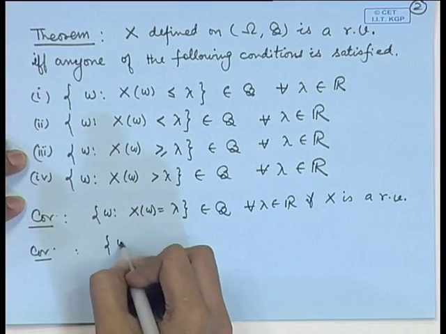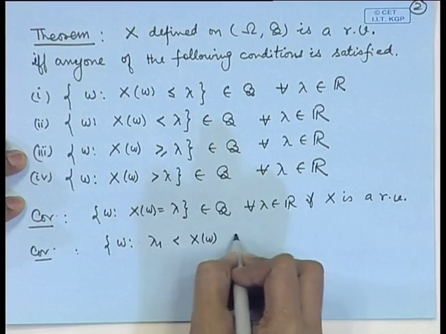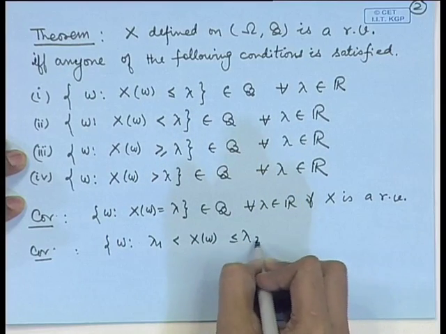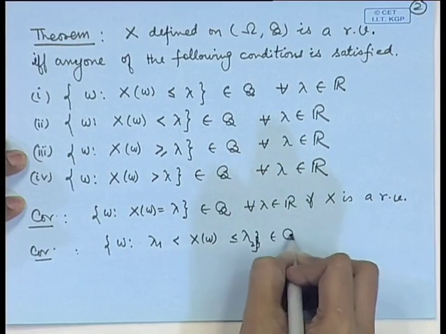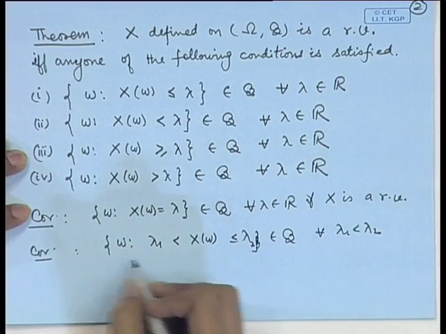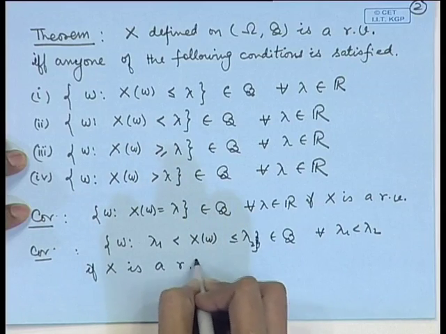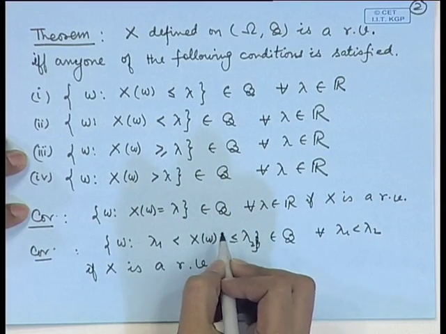Similarly, if I consider the set of all those omegas such that, it holds if X is a random variable. So, these are some natural consequences.